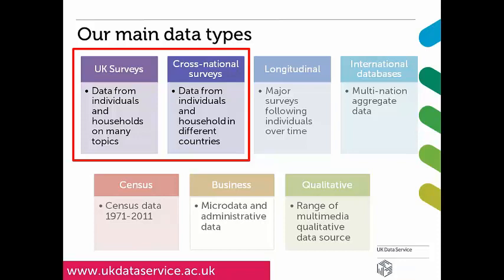Longitudinal data is the kind of survey data that follows individuals over time. We have international databases like the World Bank Development Indicators, United Nations Statistics. The UK census data, which includes aggregate, boundary, movement and individual level data, just a sample of the individual level data. And we've also got business data and a range of qualitative and mixed methods data sets. And if you want to know more about these kinds of data, there's more information on our website, and we're holding webinars about different data types every week for the next few weeks.